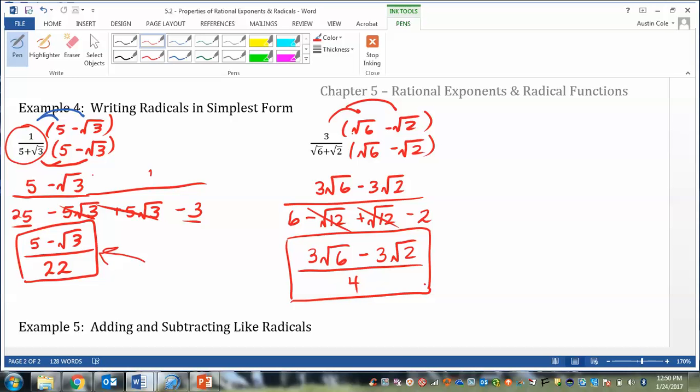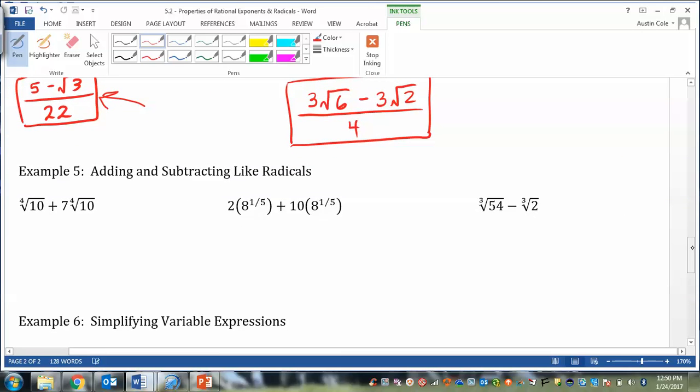Questions so far? Sam? Would you be able to combine 3 square root of 6 with 3 square root of 2? Okay, I'll answer that question right down here. It's a great question. Sam's question is, hey, can we combine these? And the answer is no, because moving down here, in order to combine things, they have to have the same square root. They have to have the same radical.